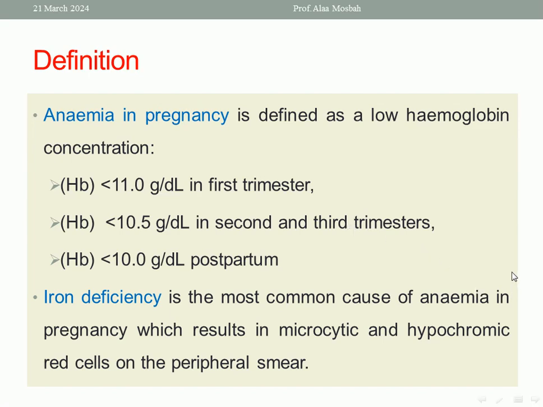And also we should know that iron deficiency is the most common cause of anemia in pregnancy. Not only in pregnancy, all over the world. Iron deficiency is the most common cause of anemia, specifically in pregnancy, which results in microcytic and hypochromic red cells on the peripheral smear.